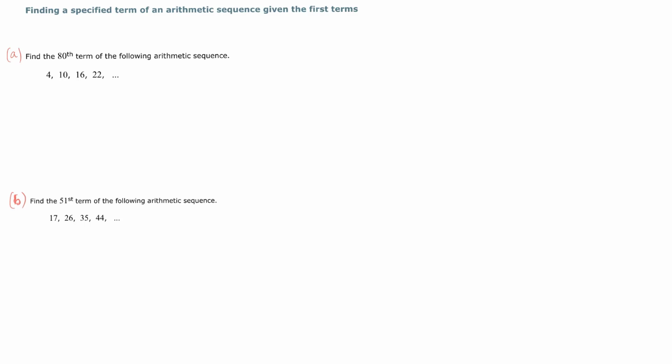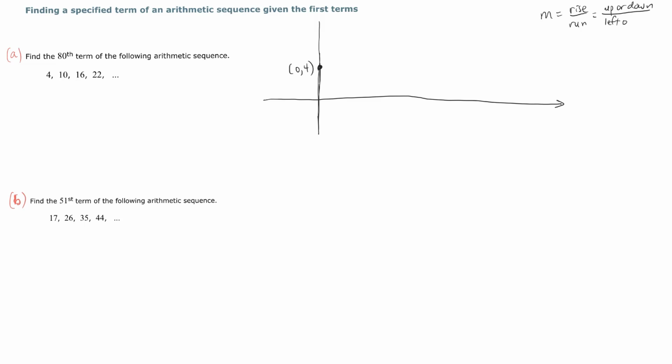So what I'm going to do here is visualize an arithmetic sequence in a very similar fashion to a straight line. So if the y-intercept here is, let's say, (0, 4), and you look at the arithmetic difference, since the rise over run, the slope, sometimes we say rise over run. I don't really like that. I usually like up or down over left or right.